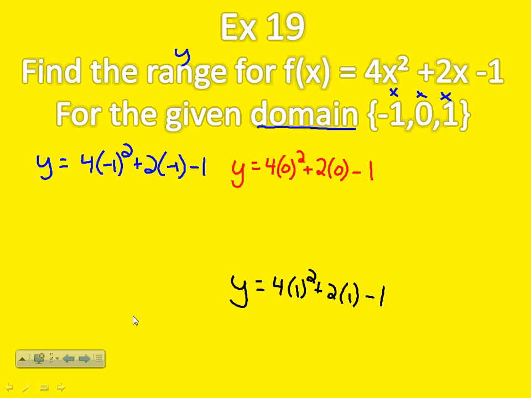Make sure when you square a negative that you put it in parentheses in your calculator. And can you put that whole thing in your calculator? Like, can you put in 4 parentheses, negative 1, close parentheses, square, plus 2, parentheses, negative 1, close parentheses, minus 1, enter? You could put the whole thing, working it out by hand, in your calculator.